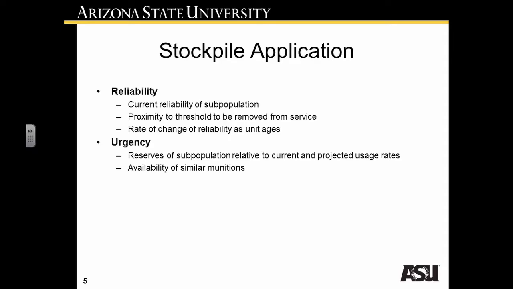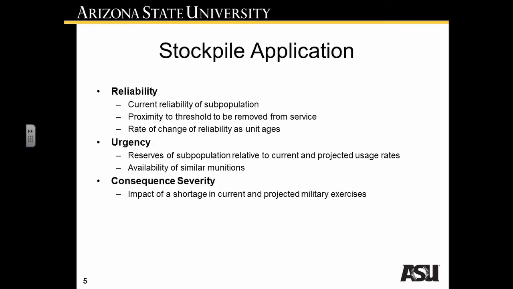The urgency metric takes into account, well, how many reserves of the subpopulation do we have relative to what our current or projected usage rates will be. This also takes into account, are there similar munitions that we could use in place of a particular subpopulation. If there are similar ones that we could use in its place, there's less urgency to give resources to a particular subpopulation. If it's a one-of-a-kind subpopulation, we can only use it, that's going to raise the urgency metric.